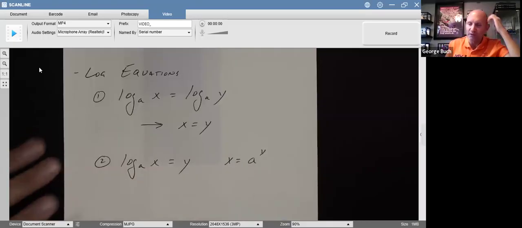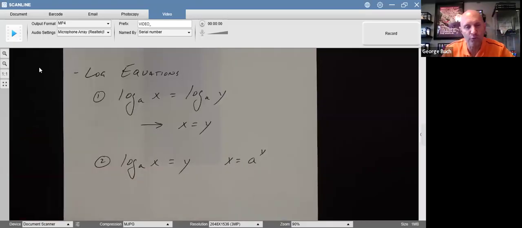So those are essentially the four different types of equations we're going to face. Two different types for exponential, two different types for log equations. Those are what your methodology is going to be to solve them. So come on back and we'll look at a bunch of examples.